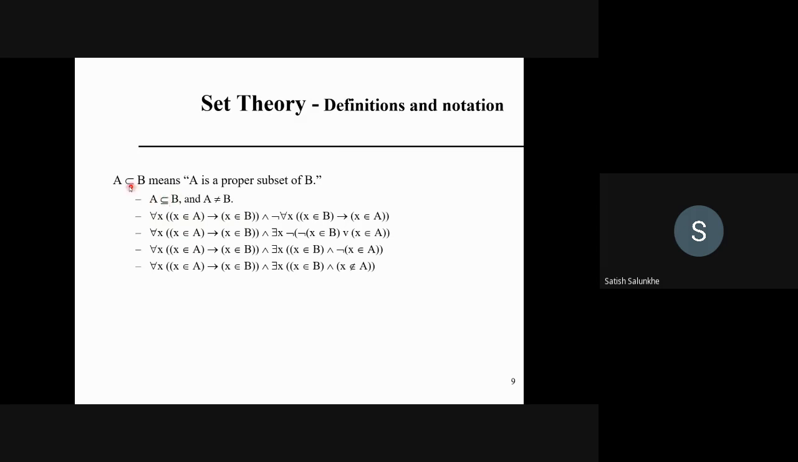When we say A is a proper subset of B, condition number one, A should first of all be a subset of B. That has to be there. If A is a subset of B and A is not equal to B, then we say A is a proper subset of B. When A becomes equal to B, it is not a proper subset. It is a subset. Let me come back to the example.